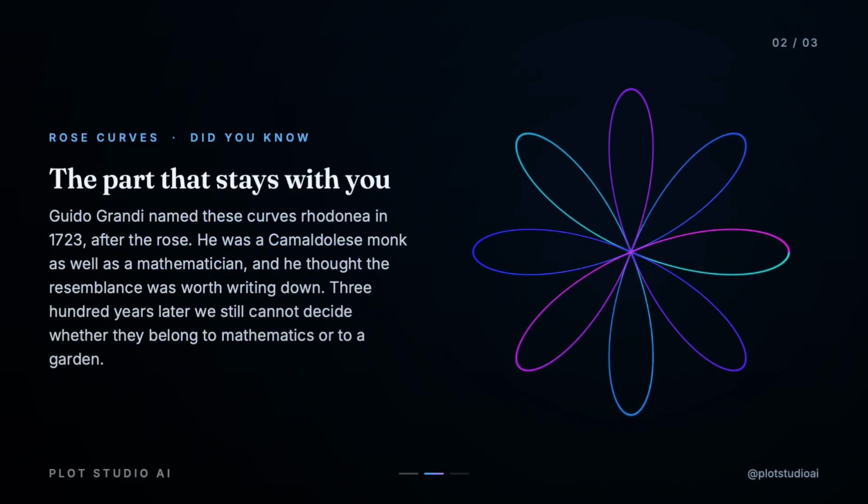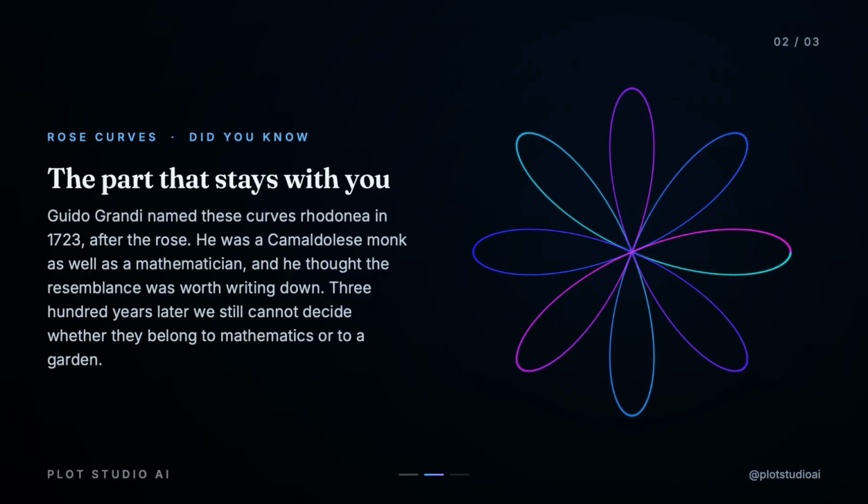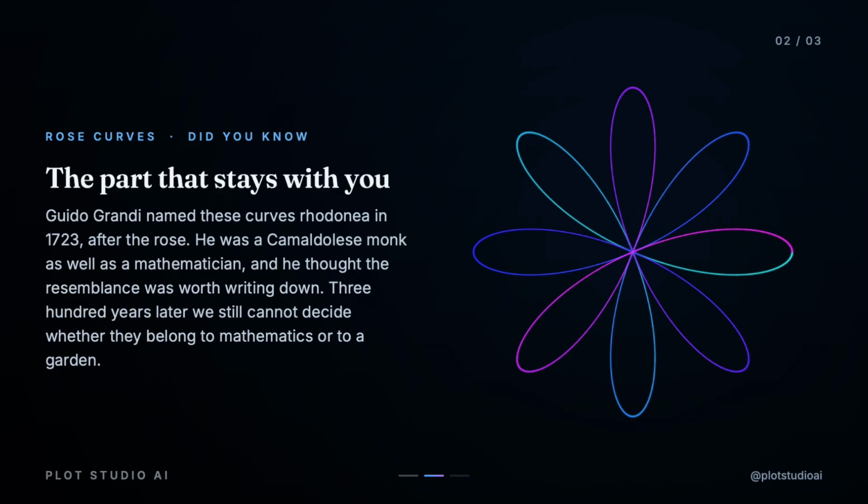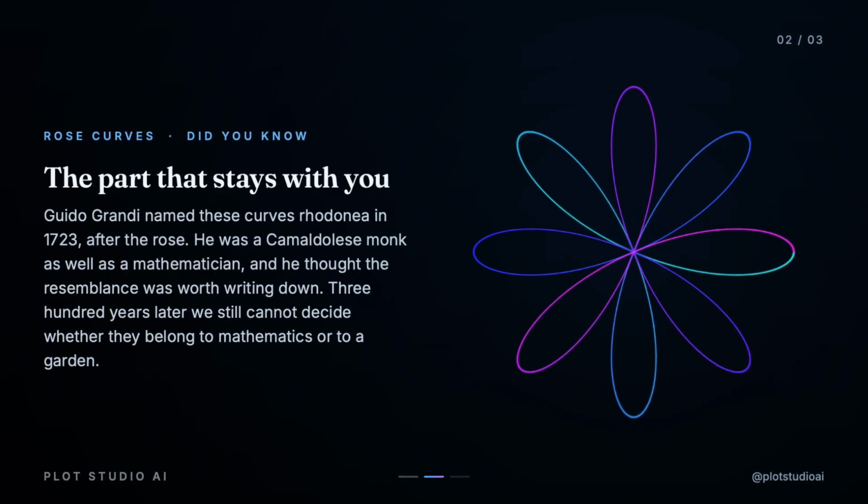Guido Grandi named these curves Rhodonea in 1723, after the rose. He was a Camaldolese monk as well as a mathematician, and he thought the resemblance was worth writing down. 300 years later, we still cannot decide whether they belong to mathematics or to a garden.